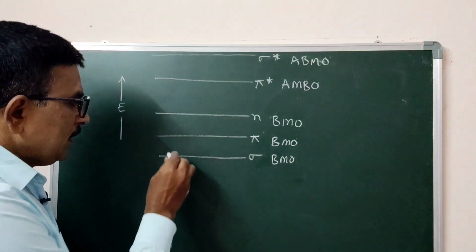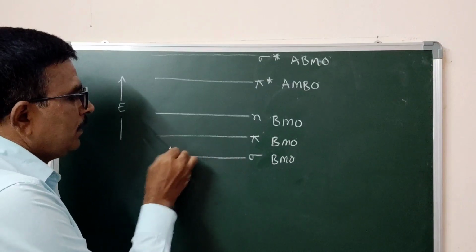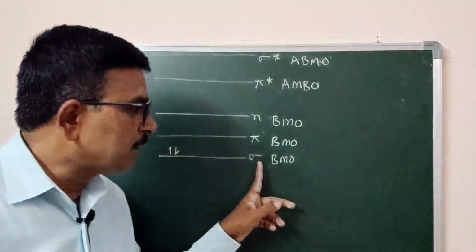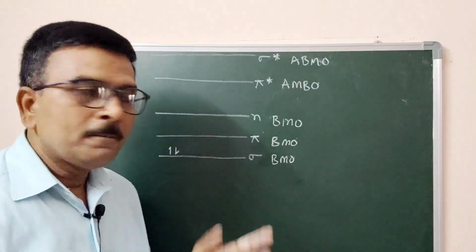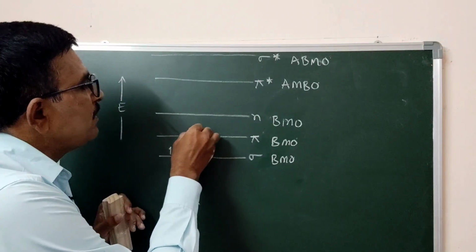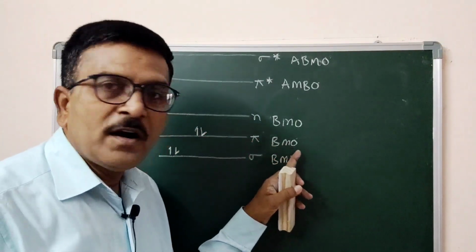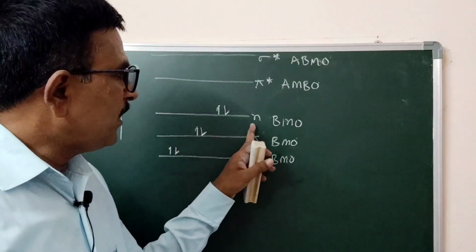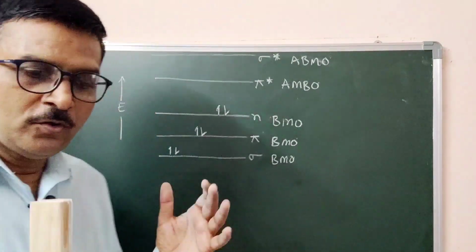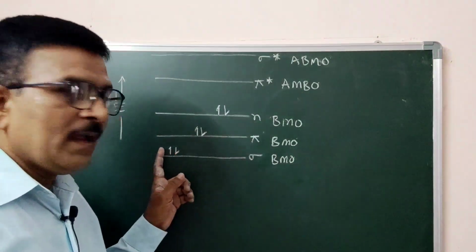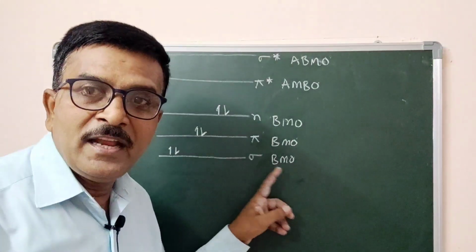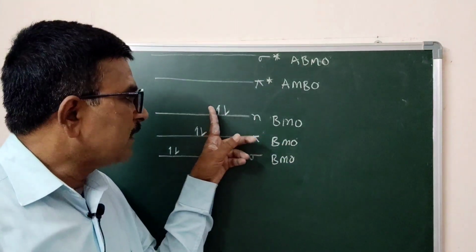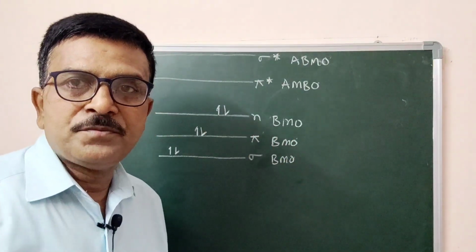Now the electrons: say a molecule contains a sigma bond. Electrons may be present in the sigma bonding molecular orbital, or in the pi bonding molecular orbital, or the electrons may exist in non-bonding molecular orbitals. Are you following? So a molecule may contain electrons of sigma bonding molecular orbitals, electrons of pi bonding molecular orbitals, and electrons of non-bonding molecular orbitals.